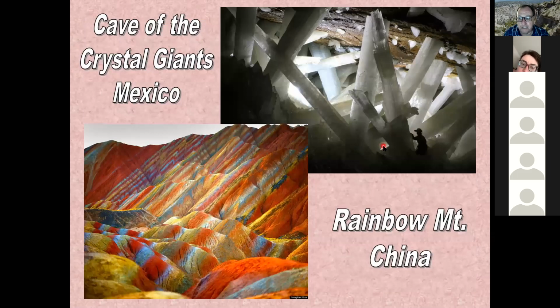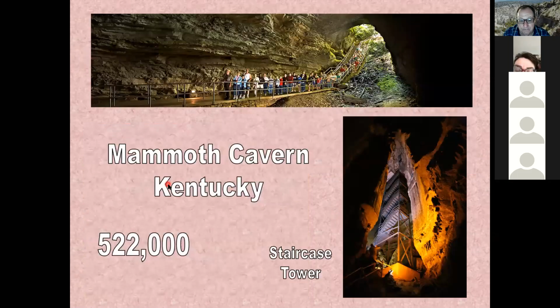I thought these are neat pictures before. I'll show them to you again if you haven't seen them. A cave in Mexico with these giant gypsum crystals, a person there for scale. And Rainbow Mountain over in China. This is real color, folks. There are no false colors on these pictures. That's the way the sedimentary rocks are colored in Rainbow Mountain, China.